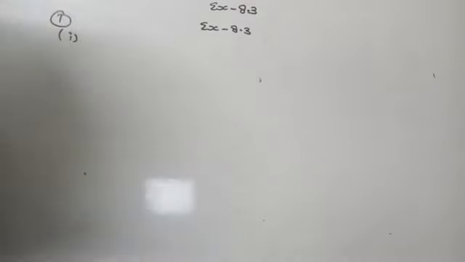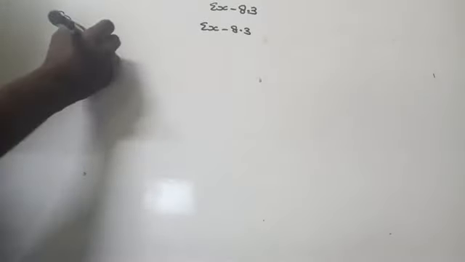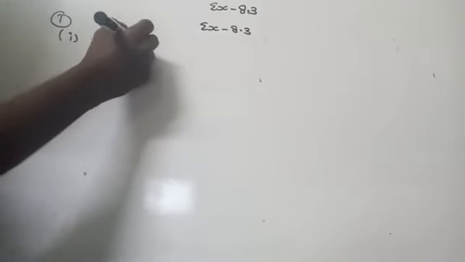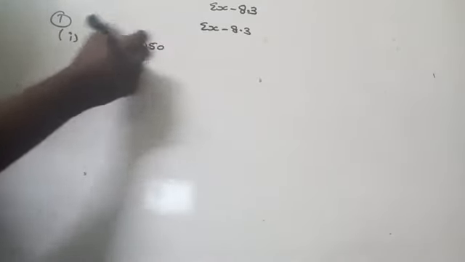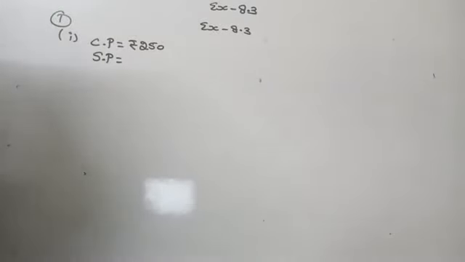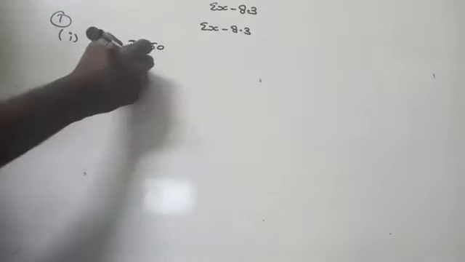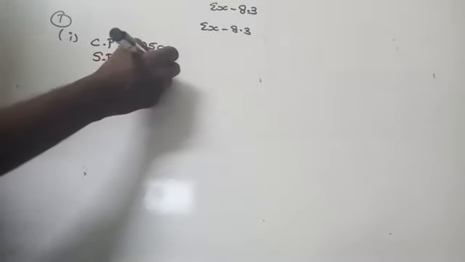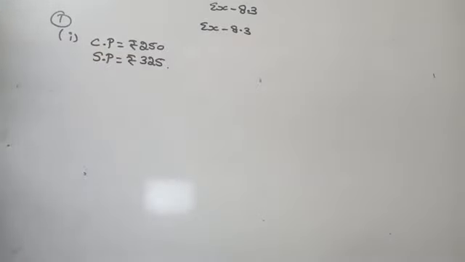Here, what is given? Gardening shares bought for rupees 250 and sold for rupees 325. That is, the cost price is given as rupees 250, and it was sold for rupees 325. You have to find whether it is a profit or loss, and then if it is a profit, find the profit percentage. If it is a loss, then find the loss percentage.